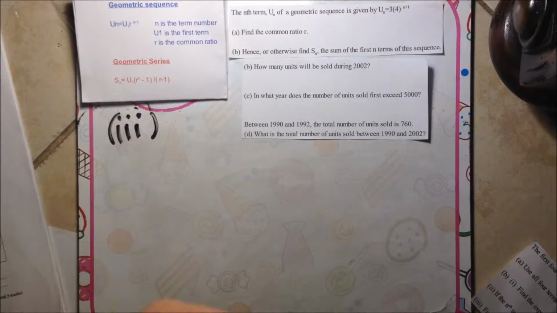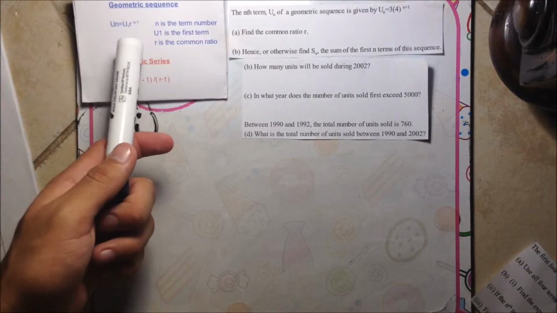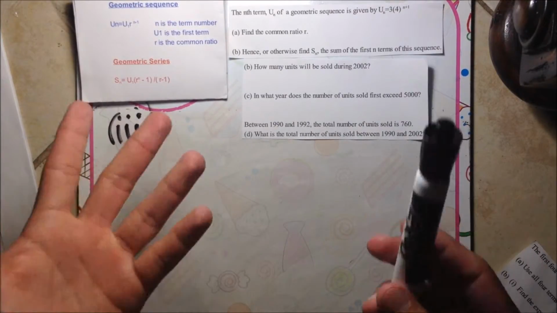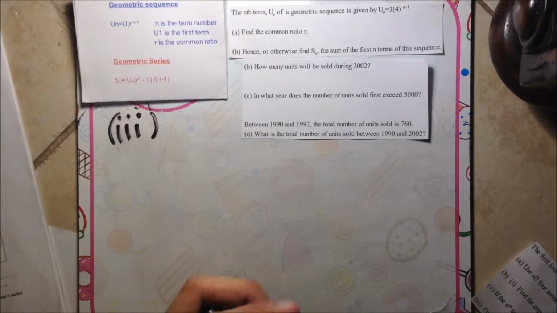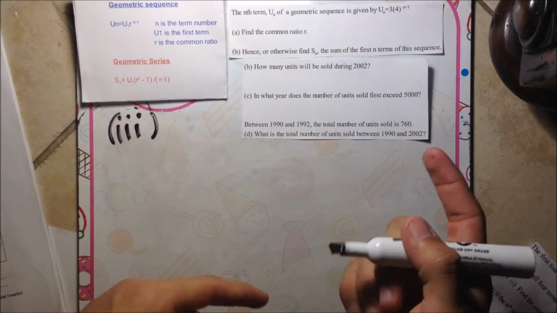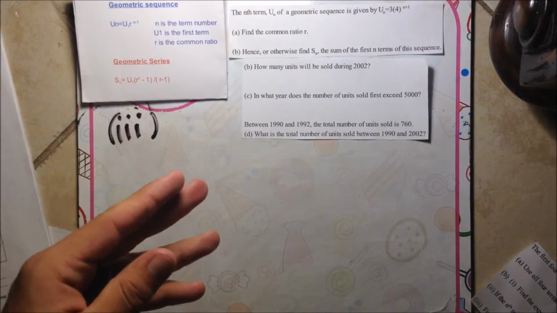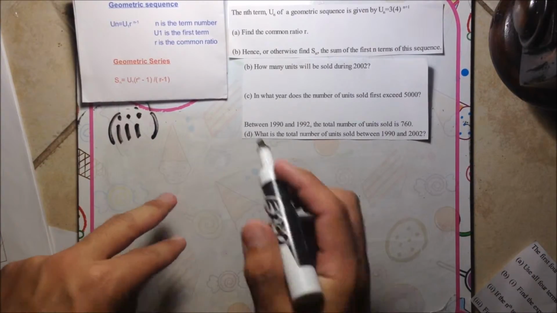So here we're given the problem: the term un of a geometric sequence is given by un equals 3 times 4 to the power of n plus 1. And from this we're trying to find the common ratio r. But if you look at the formula, you would think that 4 is a common ratio, and it might be, but you're never sure, so it's always good to try out. So we're just going to plug in numbers in sequence to determine the common ratio.